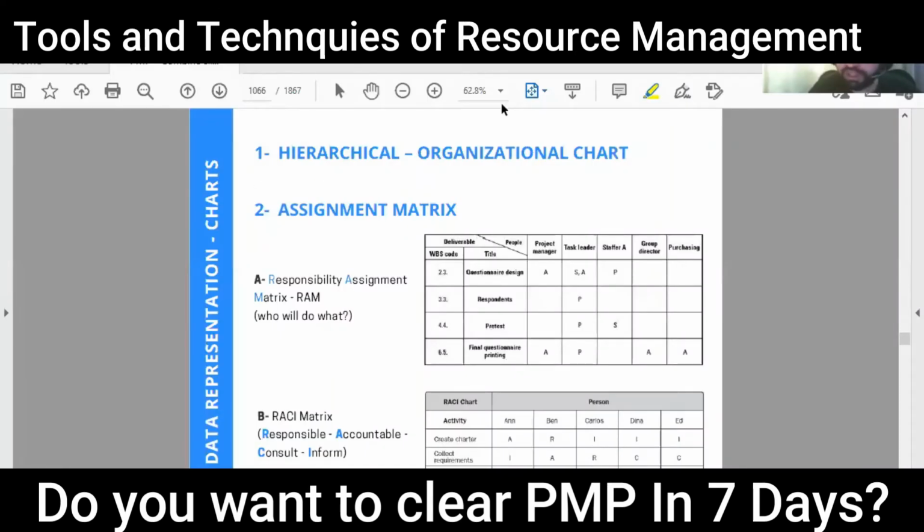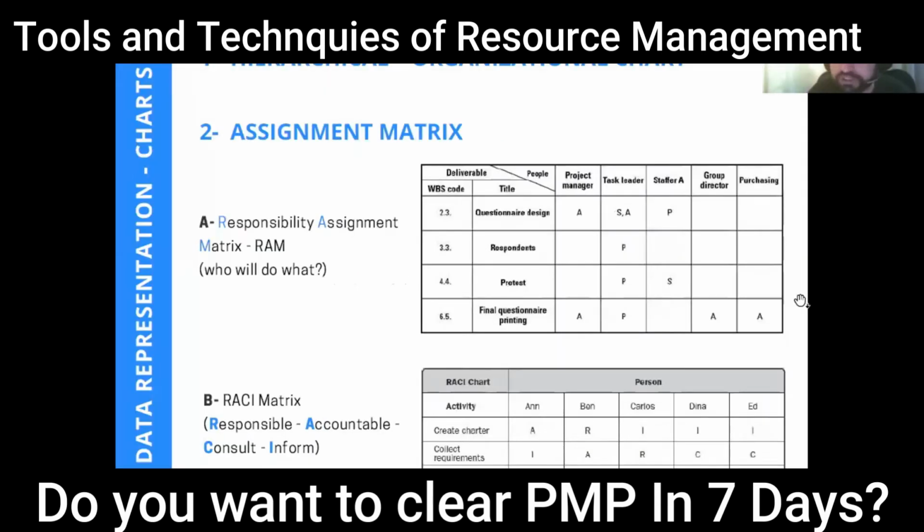So first of all, hierarchical chart. What is hierarchical chart? Hierarchical charts are more like the organogram that are being utilized in the organization. Your organizational charts are basically hierarchical charts. Then you have assignment matrix, a very important matrix.